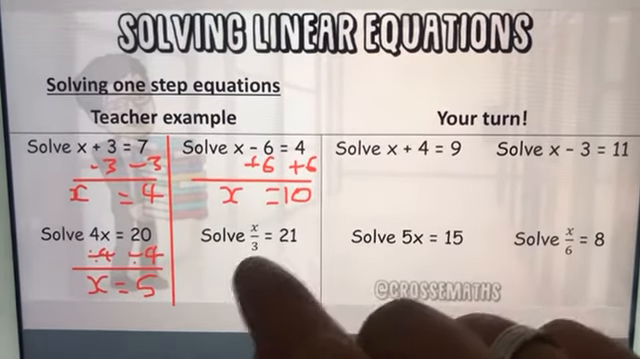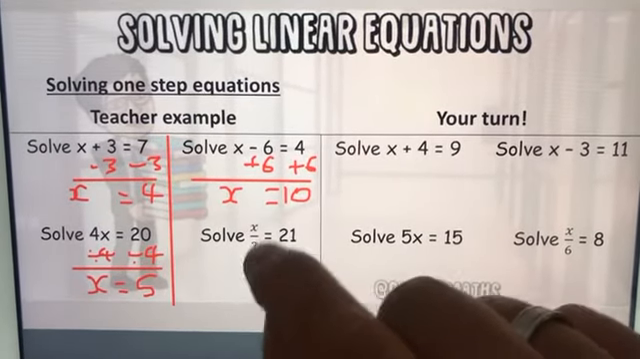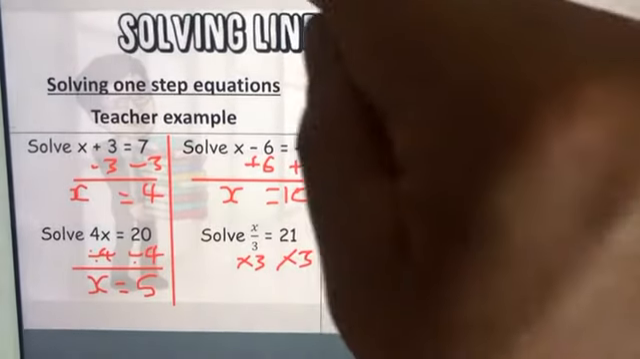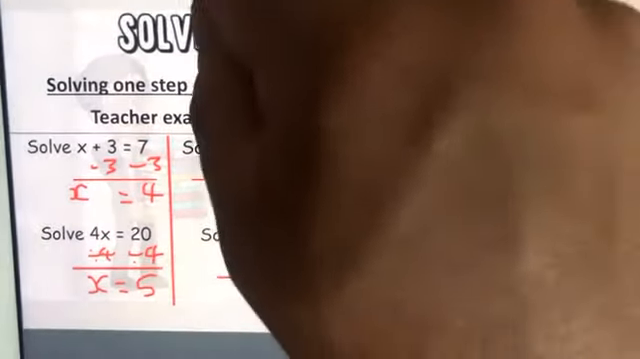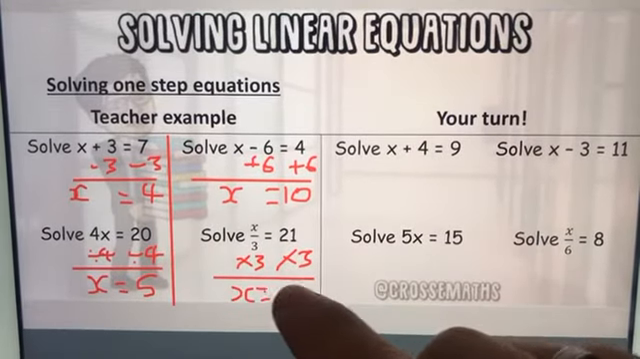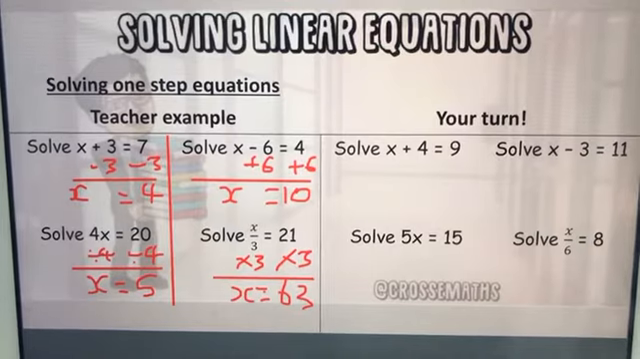Last one, x over 3 equals 21. In order to get rid of that divided by 3, I'm going to have to times by 3. I times both sides by 3. On the left-hand side, I've got x. On the right-hand side, 21 times 3 gives me 63. So x is 63.